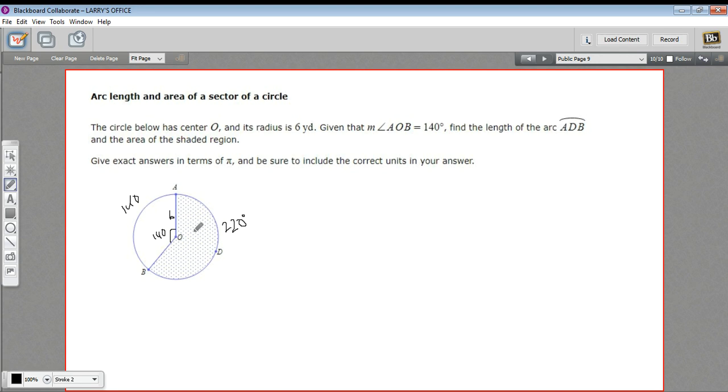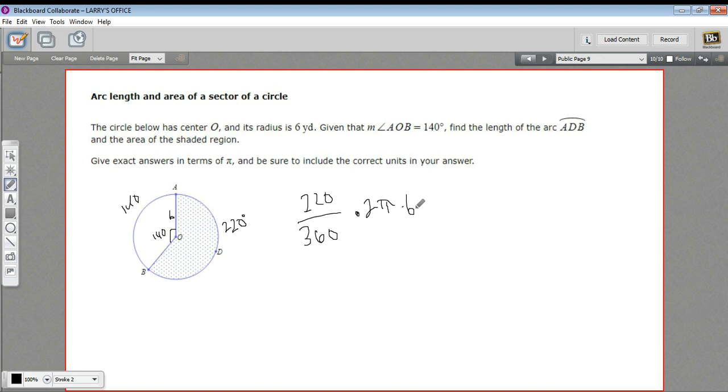To get the real arc length, we're going to make a proportion or a ratio here of the arc we're looking for out of the whole circle. So 220 over 360, and we're going to multiply that by the circumference of this circle. And the circumference is 2 pi r, so 2 times pi times 6. And we can do some simplifying here. 2 times 6 is 12. We're not going to use an approximation for pi. Our answers are going to be exact.